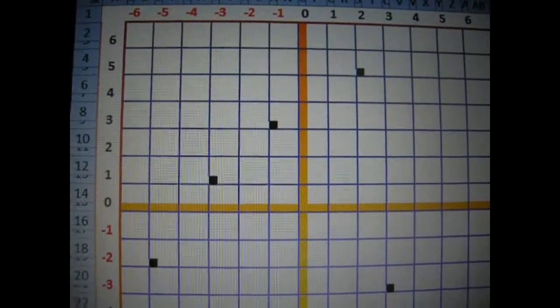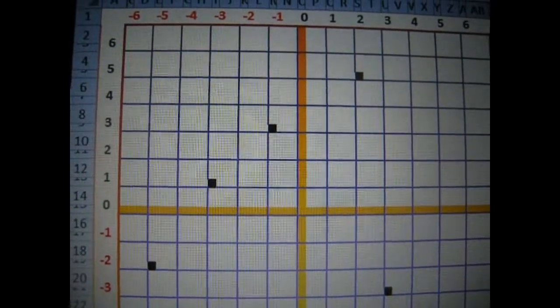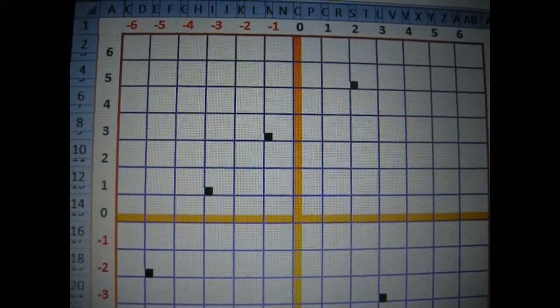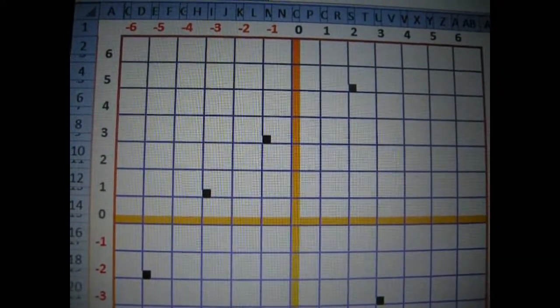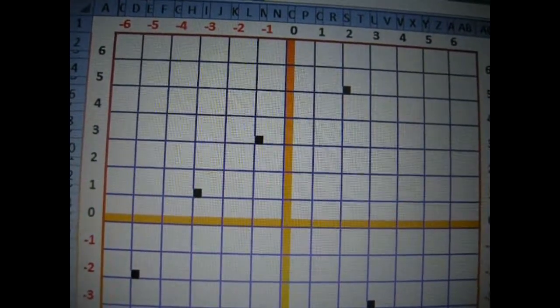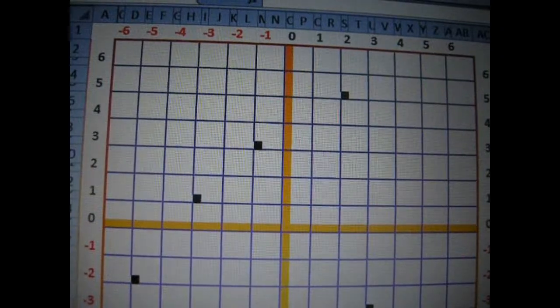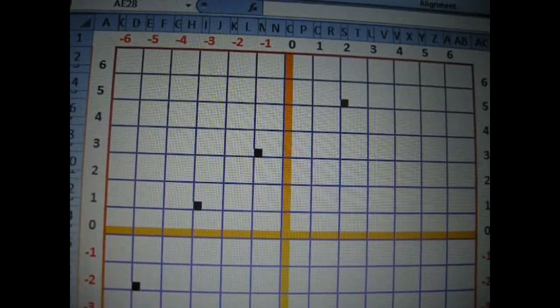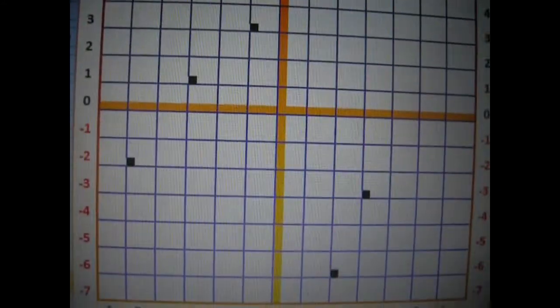For the second number, the negative two here in the first one, that represents the y-axis. If it's a positive number, it's anything to the top of the center yellow line that runs east to west or left to right. If it's a negative number, it's anything below the line that runs east to west or left to right.